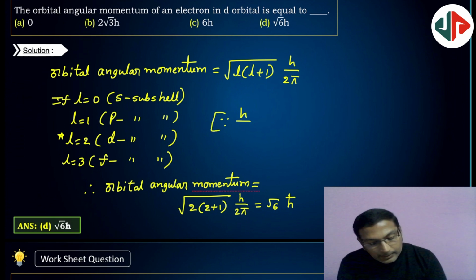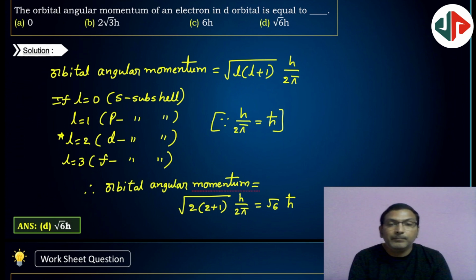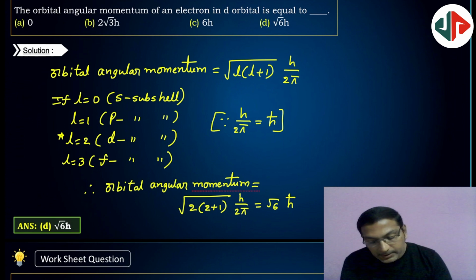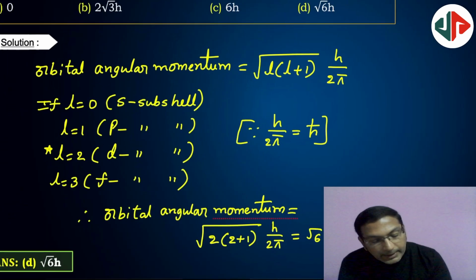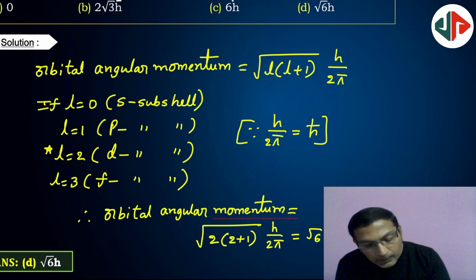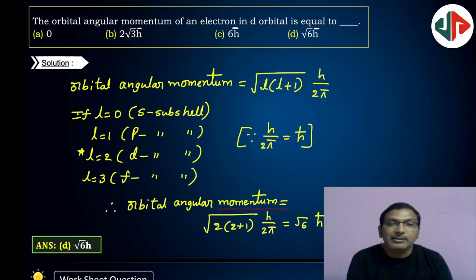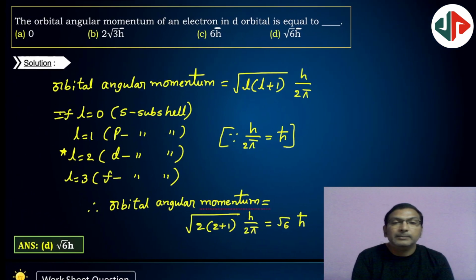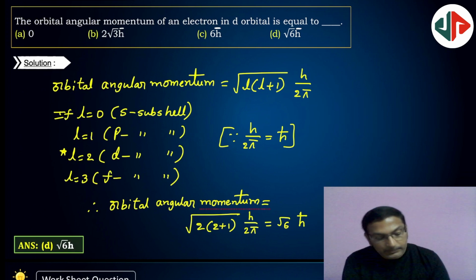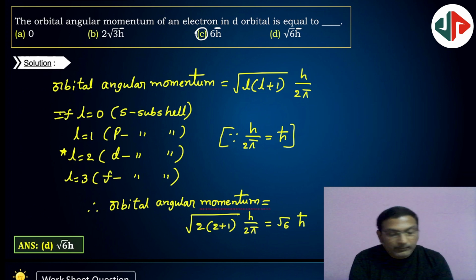Since h by 2 pi equal to h bar, it is constant. So in options, it will be h bar. h bar is h by 2 pi. It is constant. So calculation of angular momentum is also very, very important. So key will be C option. It should be root 6 h bar.